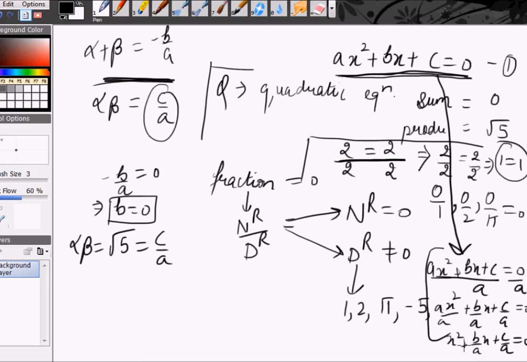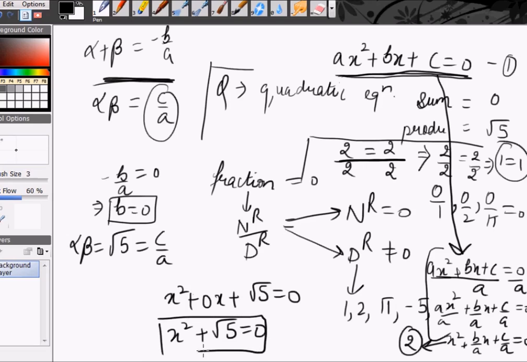Now this equation is comparatively easy for substituting b by a and c by a values. Let us name this equation as 2. Now put the value of either b or b over a here. We get x square plus 0x plus under root 5 equals 0, which means x square plus under root 5 equals 0, which is the required answer.